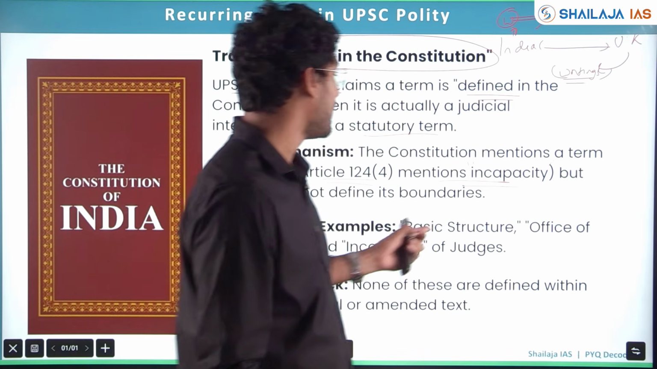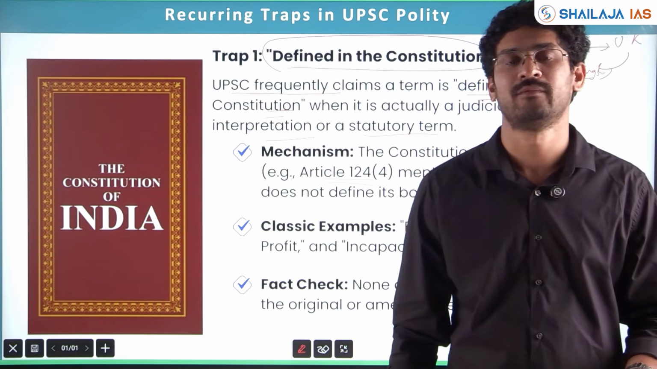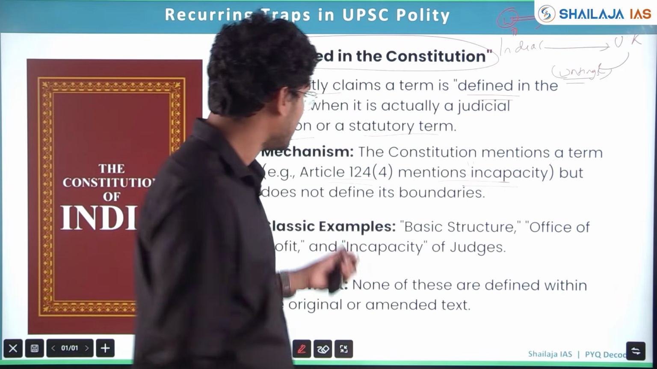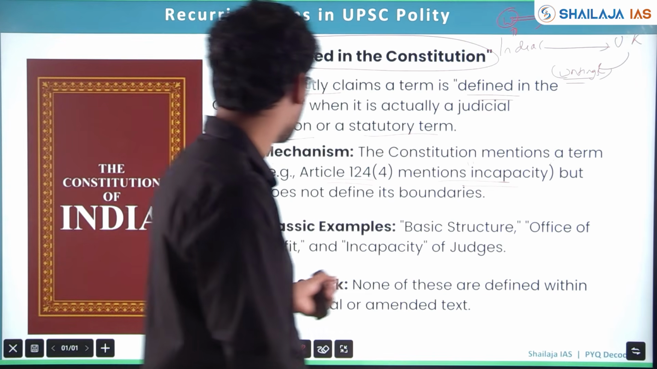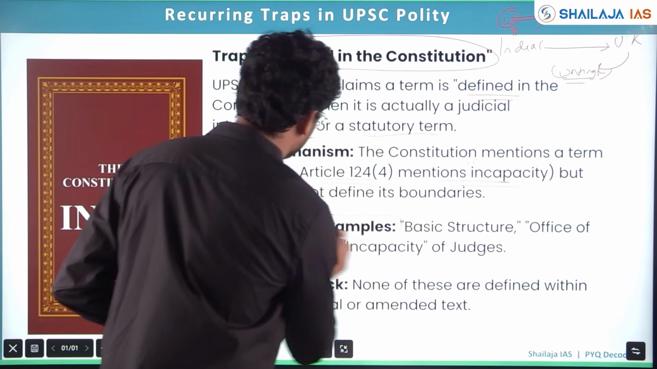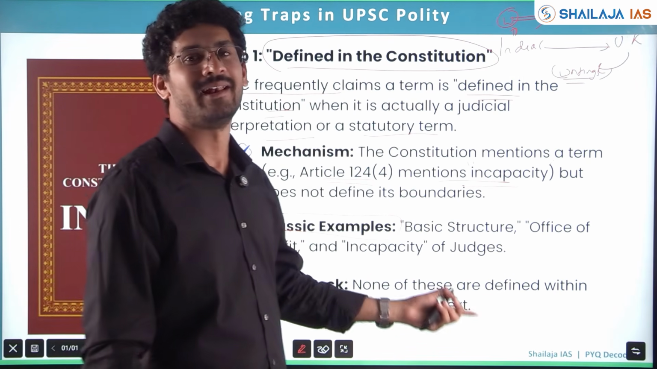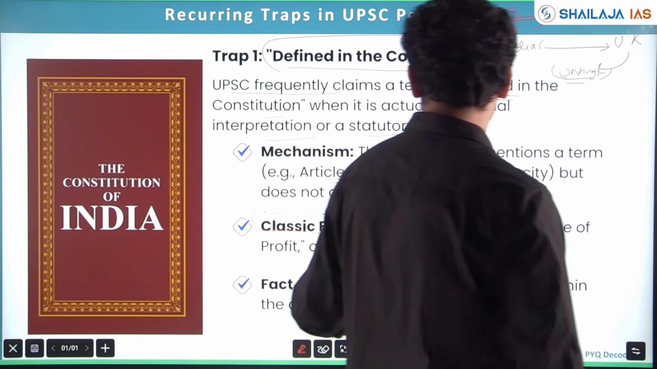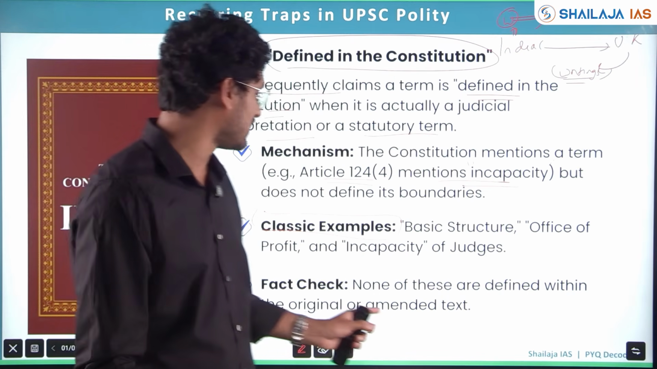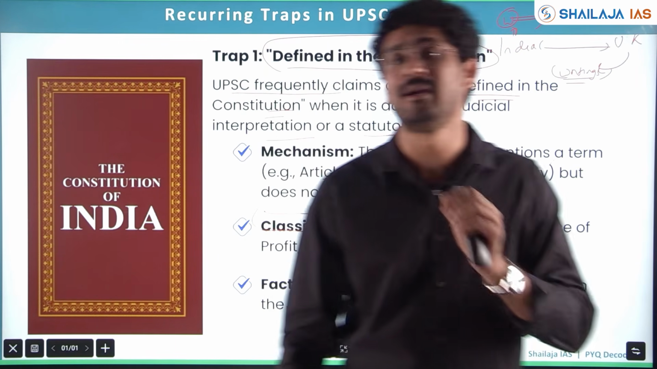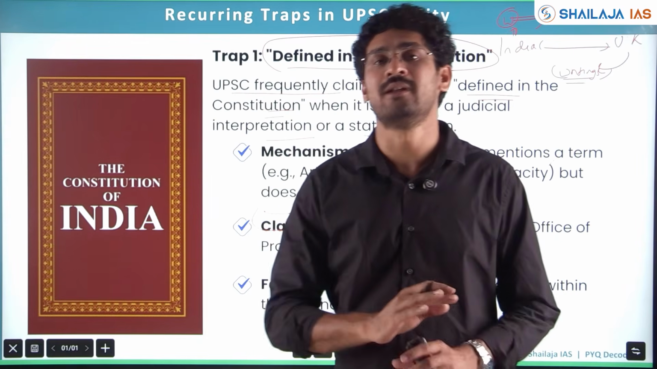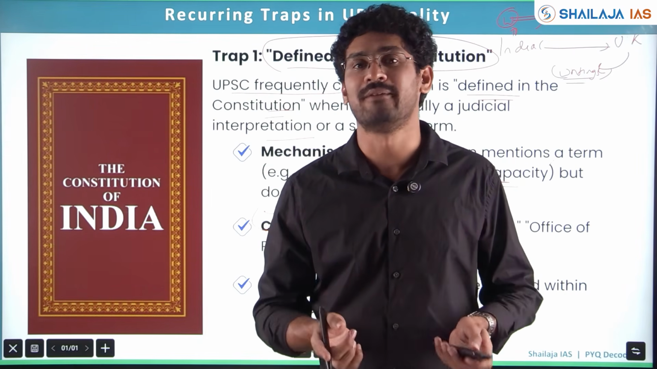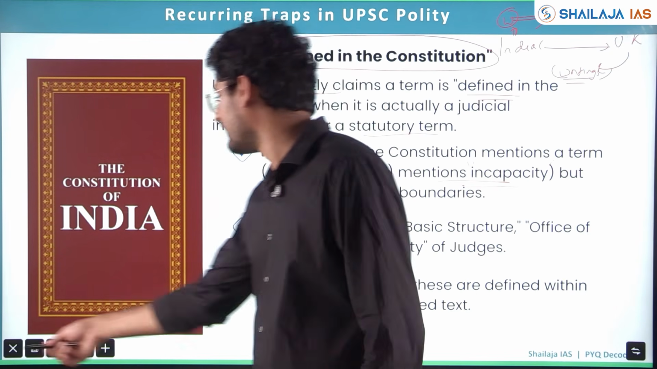And a classic example: basic structure is defined in the Constitution? It's an interpretation, right? Keshavananda Bharati case. Office of profit is defined? Incapacity of judge is defined? All these are classical traps set by UPSC. Even in last year's 2025 paper, this was one trap. Fact check: none of these are defined within the original or amended text of the Constitution. None of them are defined, but you should know which terms are defined. That's the clarity required.